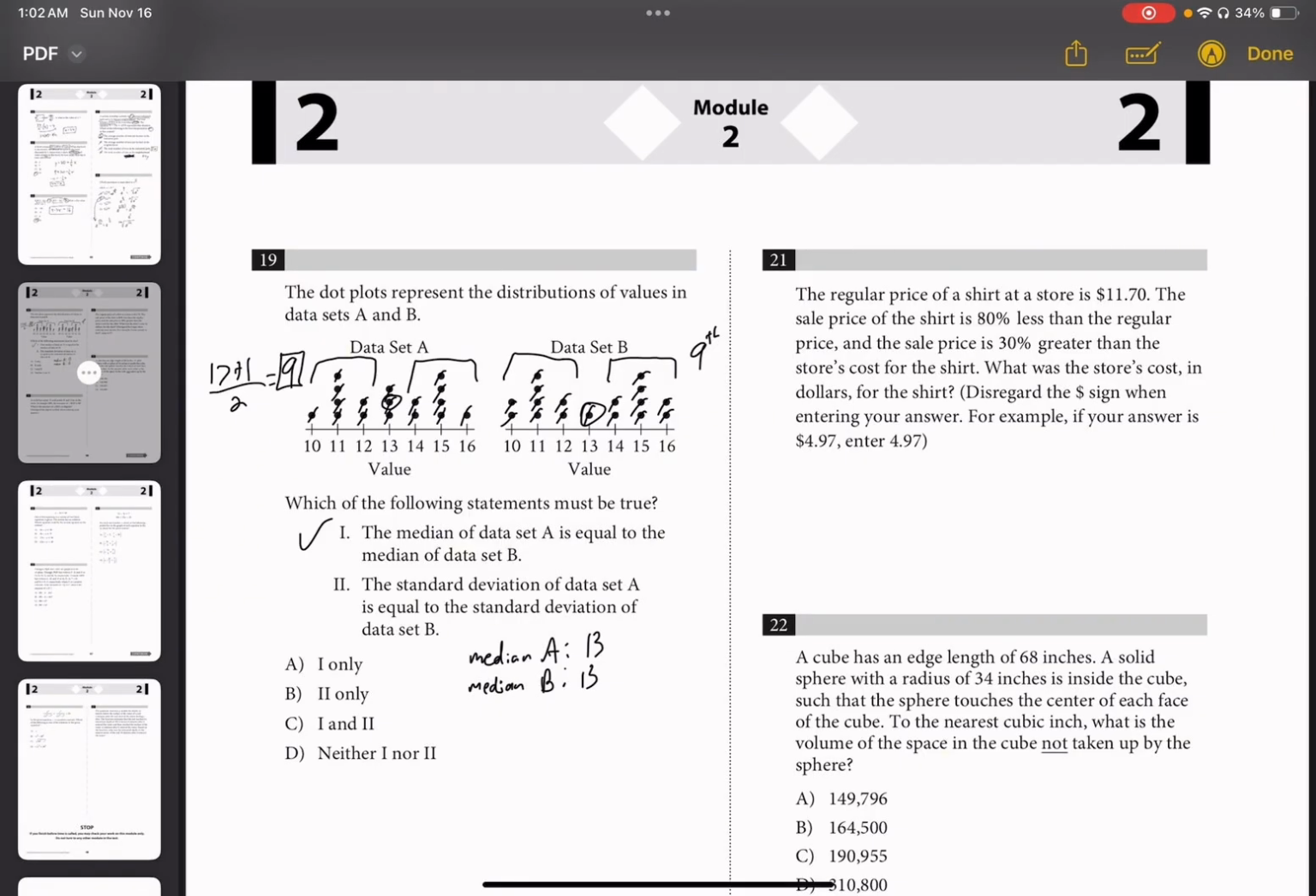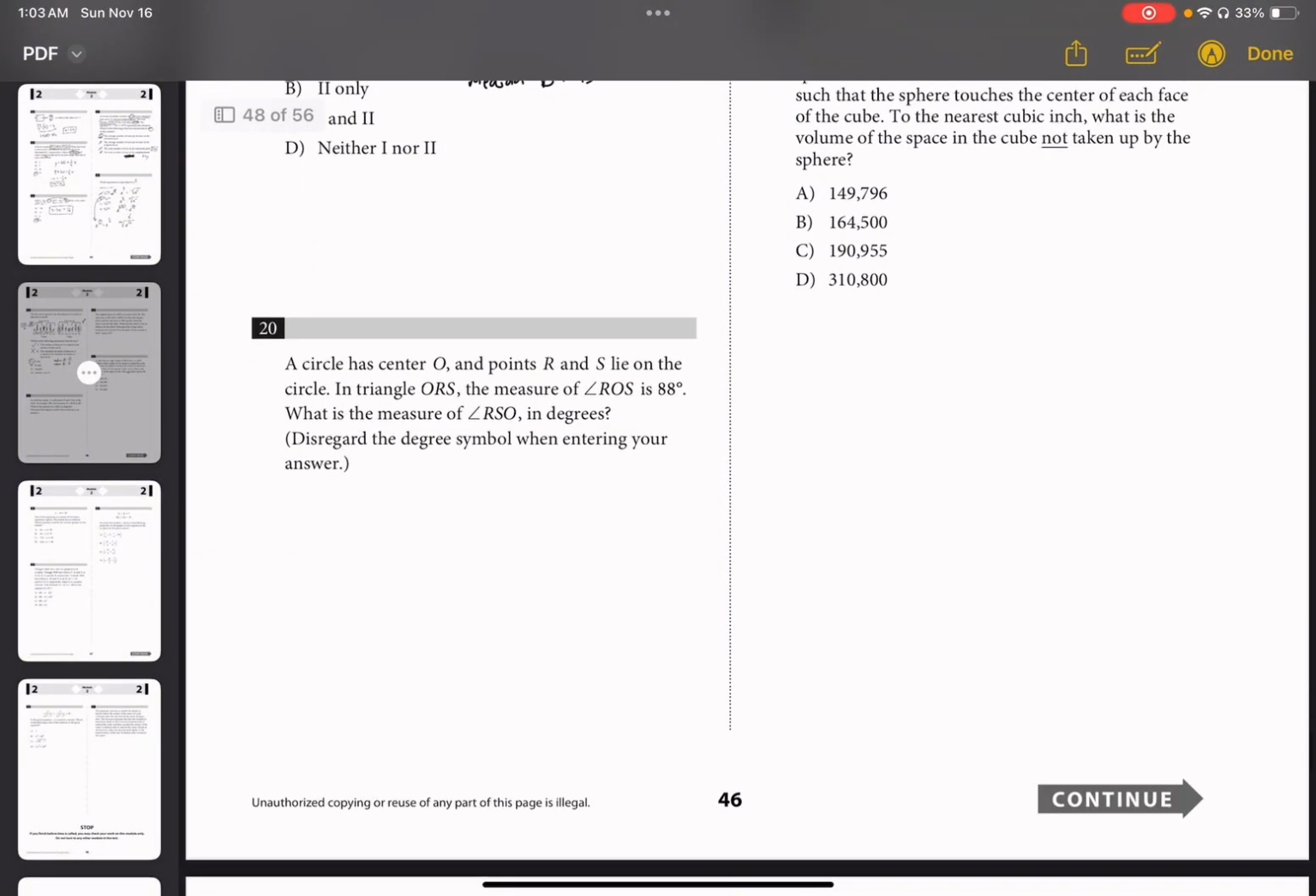And since there are more values farther away, like at these points, 10 and 16, which are farther away from the mean of 13, that means that data set B is going to have a higher standard deviation than data set A, which has a lower standard deviation because most of its values are closer to the mean. So therefore, the standard deviations are not the same, so only option I applies, which will be your answer.